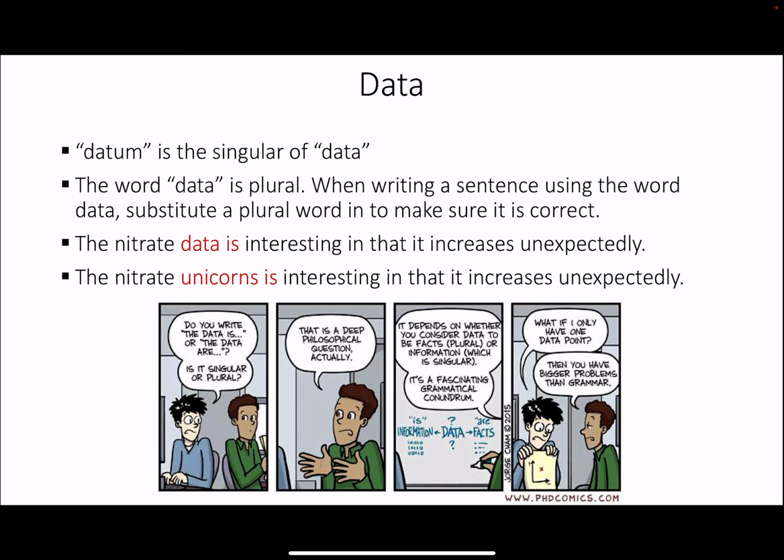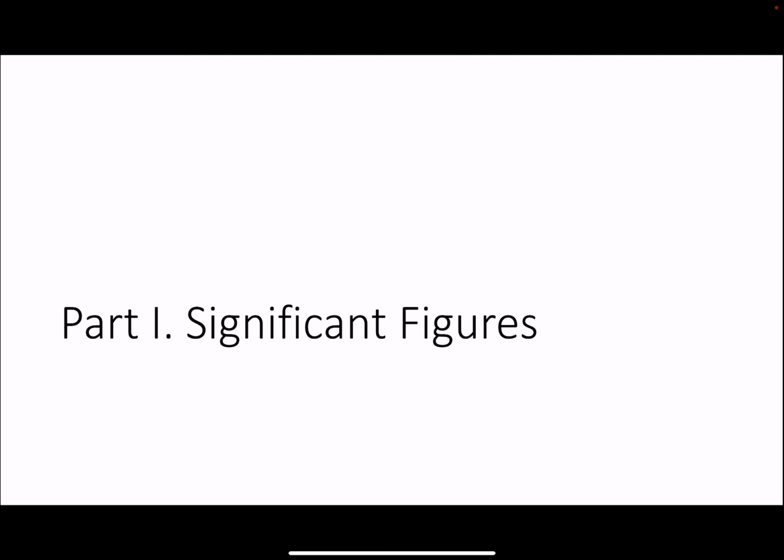So first thing to get you started, datum is the singular of the word data, which is plural. So whenever you're writing a sentence, make sure you substitute something in to make sure it's correct. For example, "the nitrate data is interesting in that it increases unexpectedly" sounds perfectly normal, except when you take into account the fact that data is plural. "The nitrate unicorns is interesting in that it increases unexpectedly" obviously sounds wrong because you've used a word that sounds more like a plural. So this is something to keep in mind as you are writing things up and working with data.